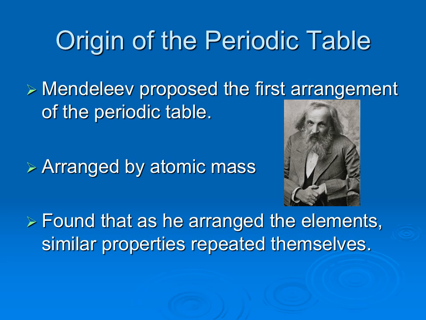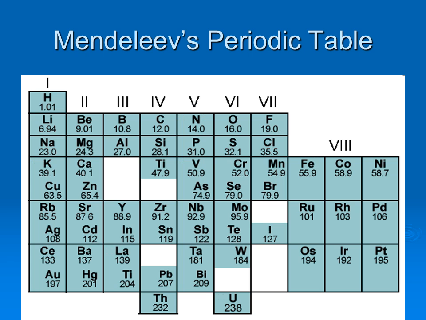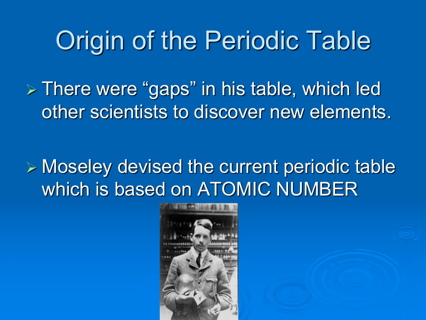Okay, so now we're going to get into the origin of the periodic table and how it's arranged. Mendeleev is the one who came up with the first arrangement of the periodic table, and he arranged it by atomic mass. He found that as he arranged elements, similar properties repeated themselves. This is Mendeleev's version of the periodic table. We know that it looks much different today, but this is what it started with. And again, it's all arranged by atomic mass, starting from smallest and going to biggest.